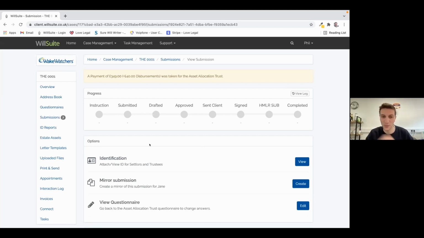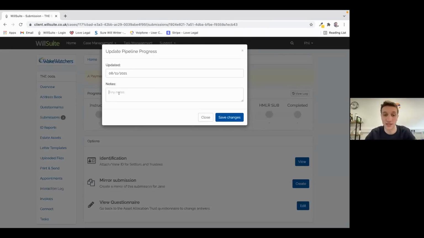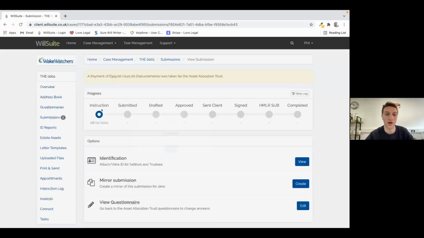Some steps are more important than others, simply because some of them are just for your reference, such as the very first step, which is the instruction step. It is just a way for you to mark that you have taken instruction from a client. As for all other pipelines in Will Suite, you're able to add in notes for each individual step. So, for example, instructions taken on, and you can set the date above or enter it there if you'd rather. And then all you have to do is click on Save Changes, and that will automatically mark the beginning of your case, if you will.